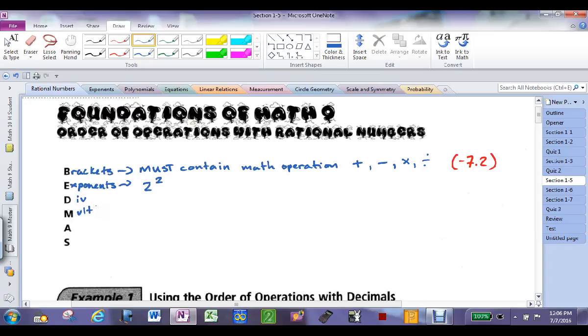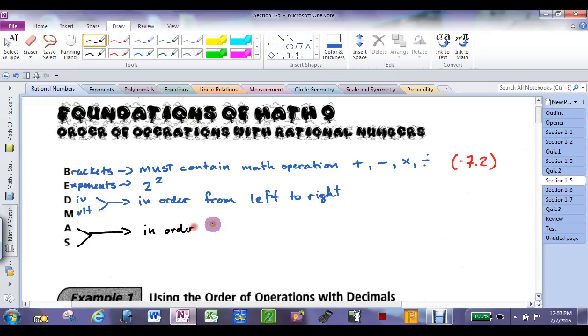No. Whatever comes first. You do these in order from left to right. You always start on the left and you do the division first, or the multiplication first, whatever is furthest to the left. Everybody cool? And then, of course, addition and subtraction are the same thing. You do them in order from left to right.